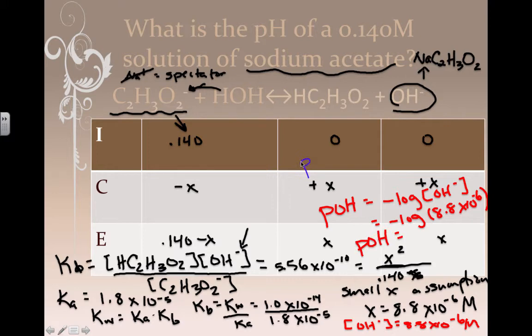And the pH is equal to 14 minus the pOH. So 14 minus 5 is 9. So sodium acetate in water makes a base because it pulls the hydrogen ions off the water, leaving hydroxide ions behind.